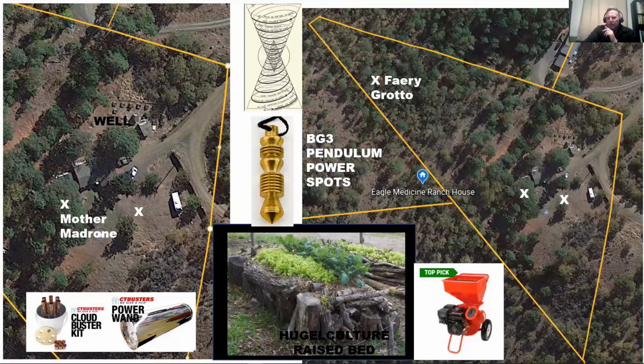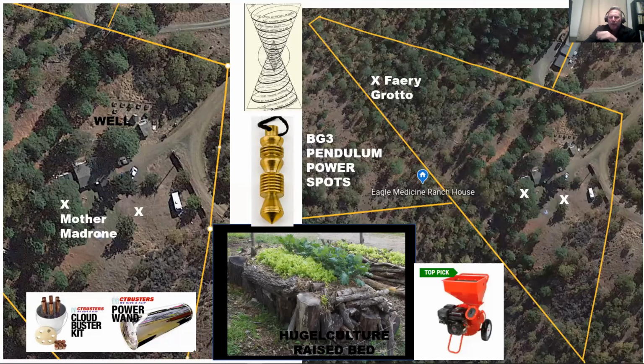The first thing I want to do is use what we call in biogeometry the Bg3 pendulum to look for power spots or energy vortexes. I've talked about this in quite a few of my videos, but if you're new, this is the Bg3 pendulum. It picks up three resonances, and it's based on what Ibrahim Karim, the founder of biogeometry, talks about: the planes of nature. Each of these shapes in this pendulum reflects a plane of nature.